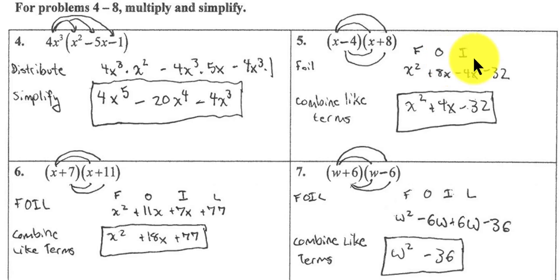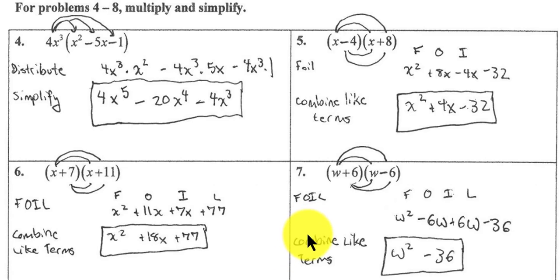Number 5, we use FOIL. So the first terms are x times x is x squared. The outer terms would be x times 8 is 8x. The inner terms is negative 4 times x. And the last terms would be negative 4 times 8 is negative 32. Combine the 8x and the negative 4x to get 4x. We do FOIL one more time.